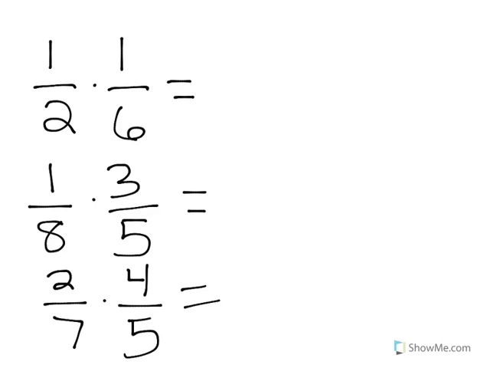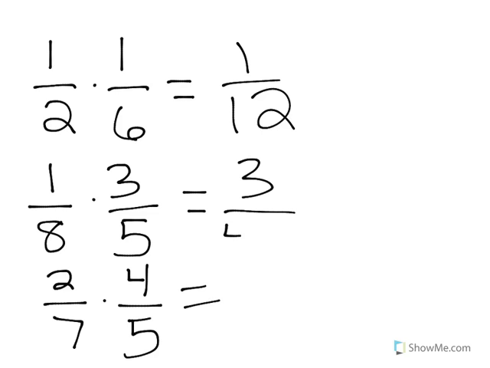So go ahead and try these three on your own. For the first one, you should have gotten 1 times 1 is 1, 2 times 6 is 12, 1/12. 1/2 times 1/6 is 1/12. For the second one, 1 times 3 is 3, and then 8 times 5 is 40. That one cannot be reduced.